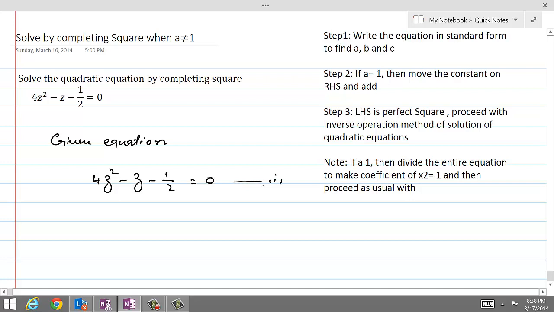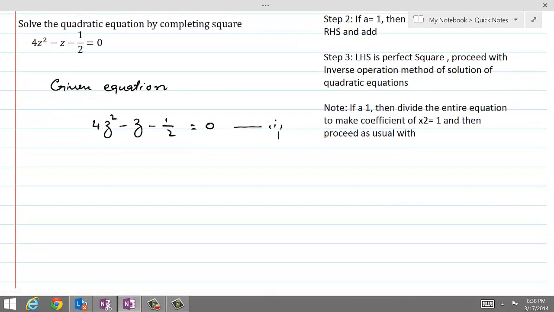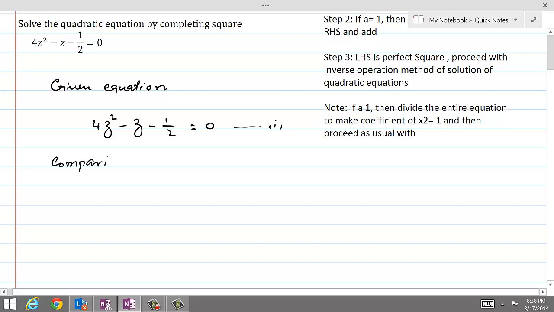Remember, if this equation was not in standard form, meaning if the first term is something other than z square, the second term doesn't involve z, or the third term doesn't involve the constant, then we should first bring this equation in order so that the first term has z square, the second has z, and the third term has the constant. Now we compare it with the standard form of the quadratic equation.